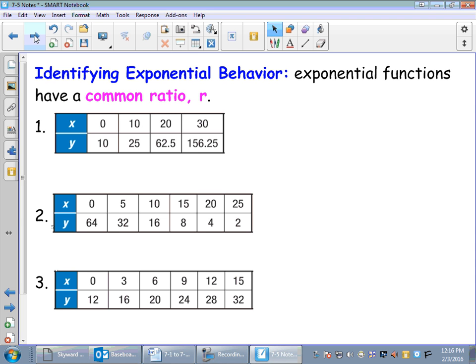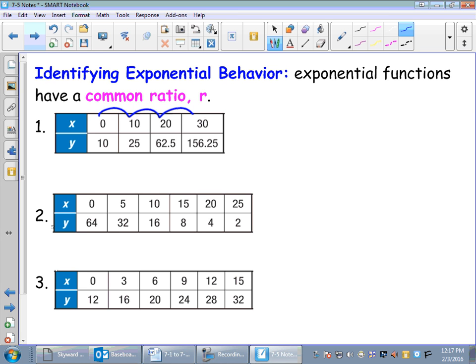In exponential, it's not a common difference. It's not what you added or subtracted. It's what you multiply by. So first of all, you look to see that you have an even increment. Make sure that your x values are counting in an even pattern, which in the first example, they're all going up by tens. That means I can compare the numbers to each other.